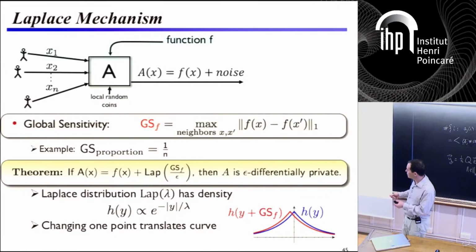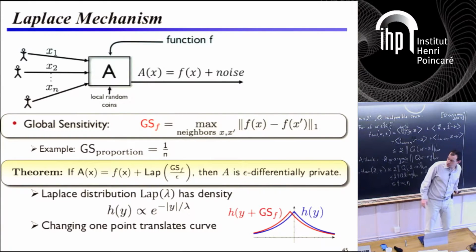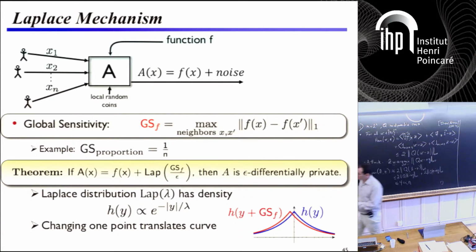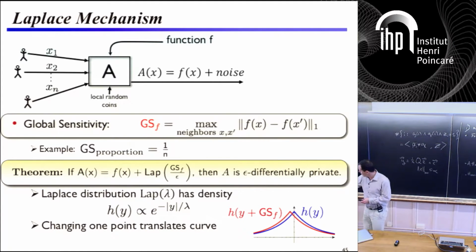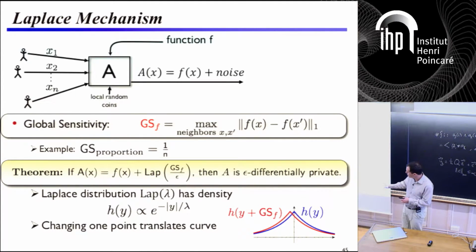And the reason this gives us this notion of differential privacy is that if we're comparing A of x and A of x prime, what we're looking at is the difference between two curves. The density of A of x is going to be the density of the Laplace distribution centered around f of x. And the density of A of x prime is going to be the density of a Laplace distribution centered at f of x prime. And the centers of those two distributions differ by at most the global sensitivity.